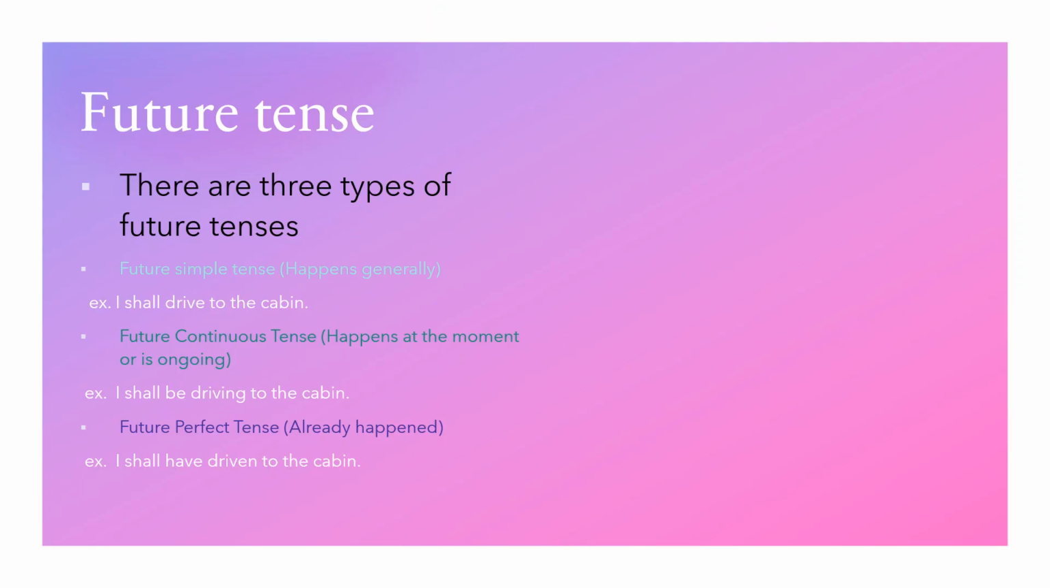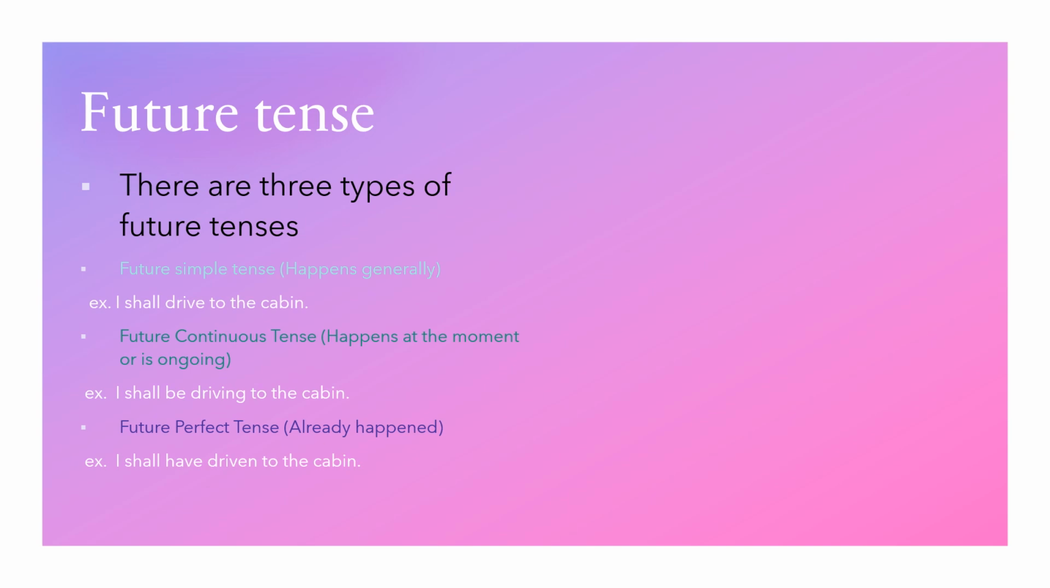So now that we have established that you understand there are three types of tenses, future, past, and present, and that you do understand how to use past and present, let's move on to future tense, right? So there are three types of future tenses. You have future simple, future continuous, and then future perfect.